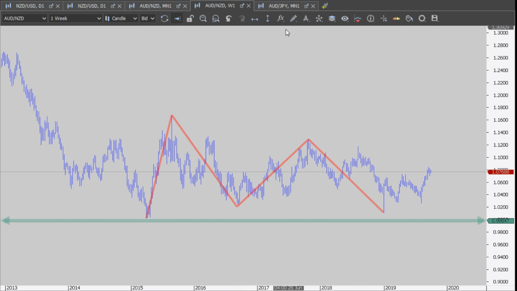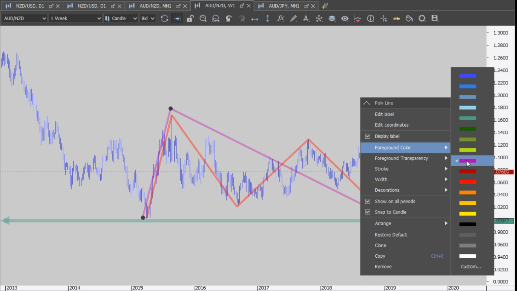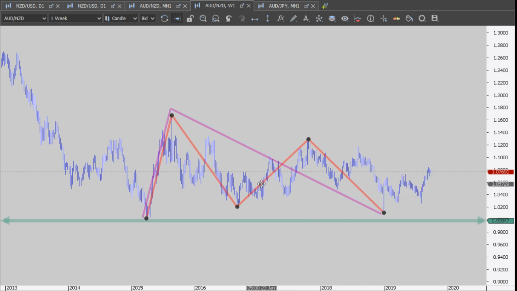No, of course not. The correct structure is this: extension, retracement. This is the correct one. So I'm going to delete this one.